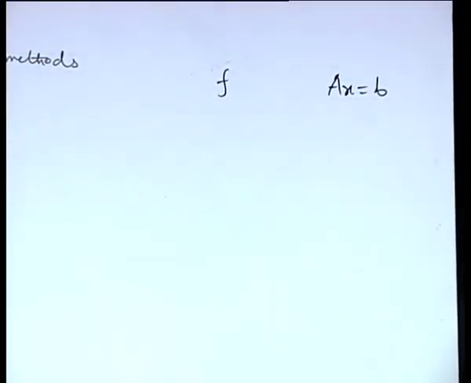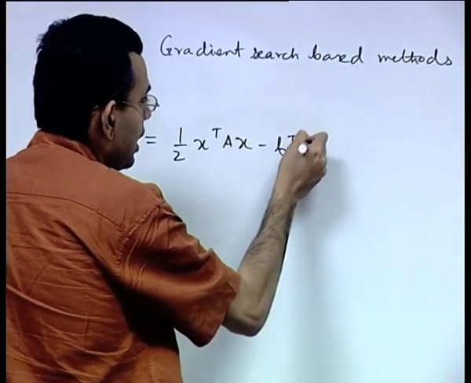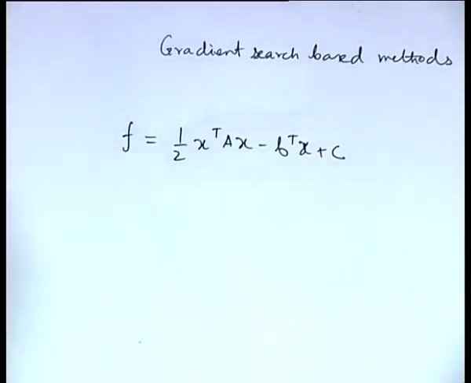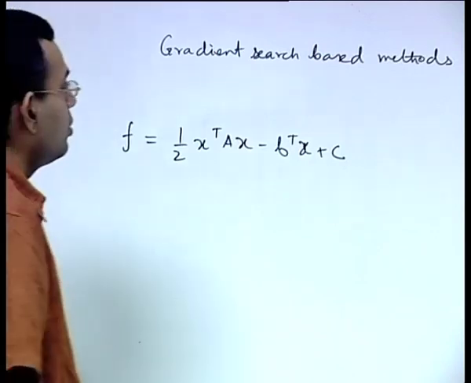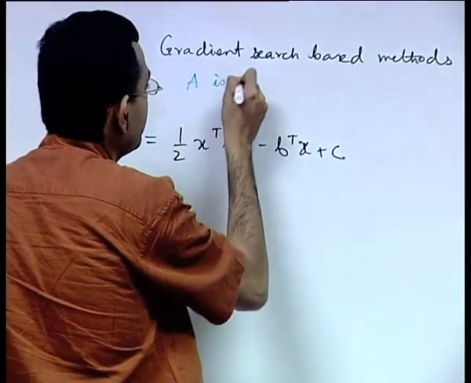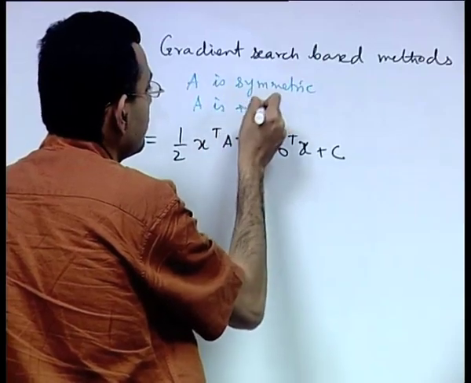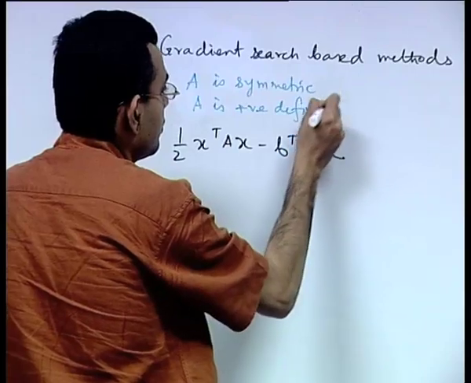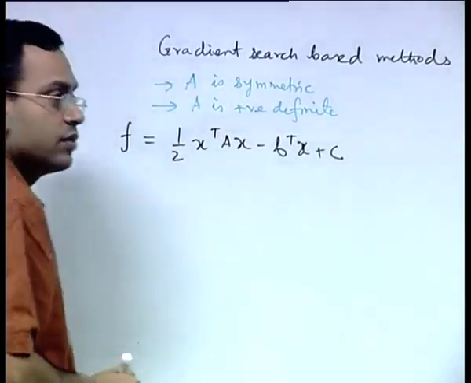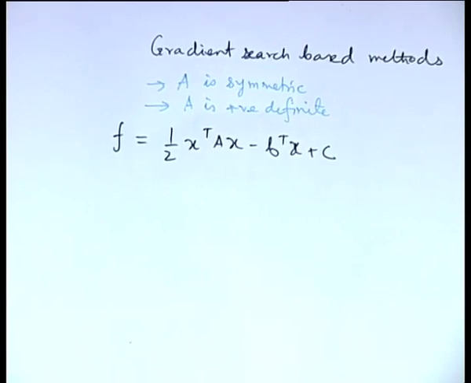So f is equal to half x transpose A x minus b transpose x plus c, where c is an arbitrary constant. There are two very important restrictions that are imposed. One is A is symmetric and the other is A is positive definite. So you can use this method only with these restrictions.